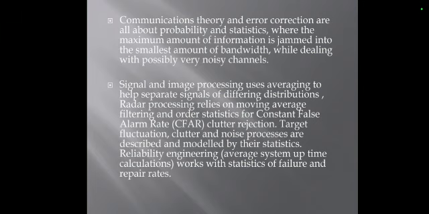Signal and image processing uses averaging to help separate signals of differing distributions. Radar processing relies on moving average filtering and order statistics for constant false alarm rate. Clutter rejection, target fluctuation, clutter and noise processes are described and modeled by their statistics.